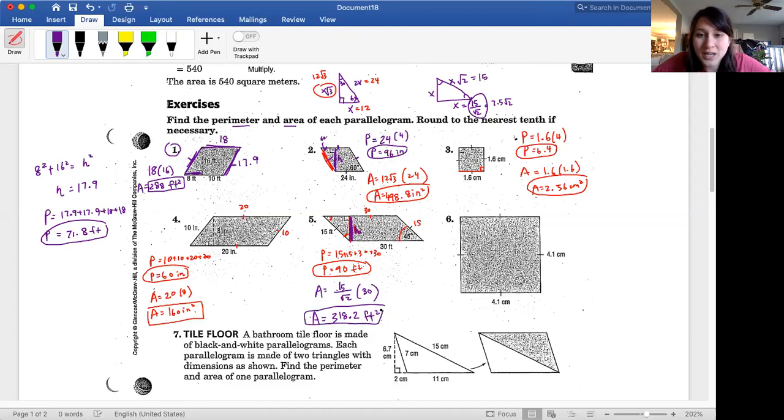Okay, that one was kind of tricky, right? 2 and 5 were tricky because they made use of these right triangles that you know of from the past. So try number 6. Number 6 is very similar to number 3. It's another square. So try this.